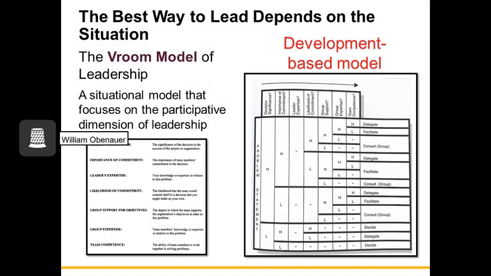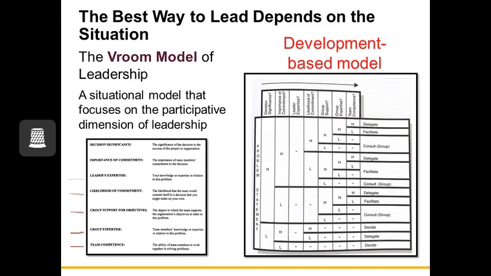Vroom created a participative model for situational leadership. There are two different versions, a time based model and a development based model. What you see on the screen here is a development based model. According to Vroom's model, we ask 7 different questions. Those questions are related to decision significance, importance of commitment, leader's expertise, likelihood of commitment, group support for objectives, group expertise, and team competence. Our responses to these questions determine the path that we follow.